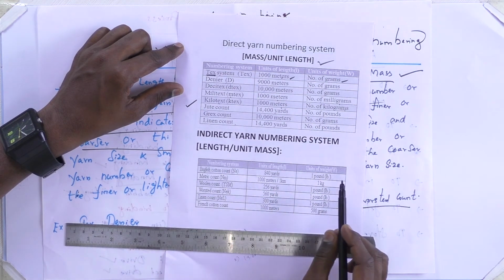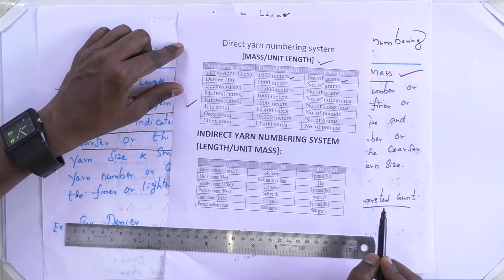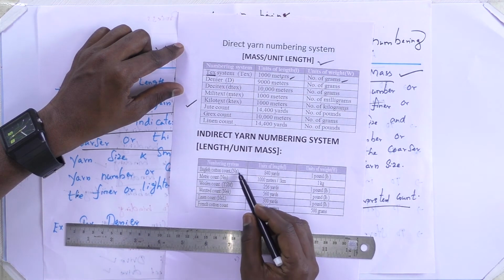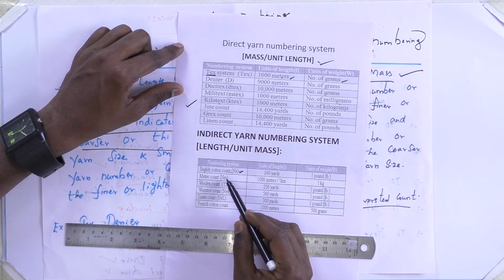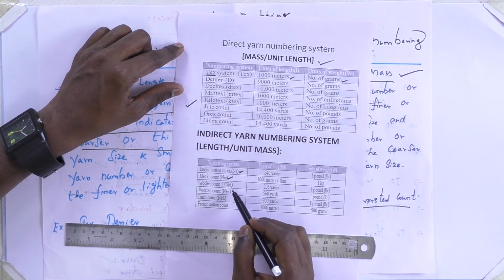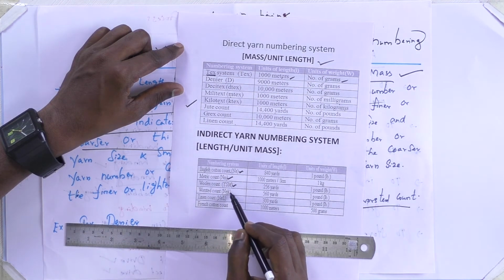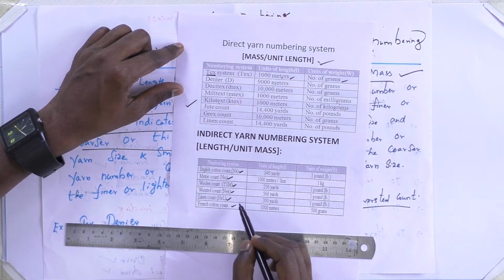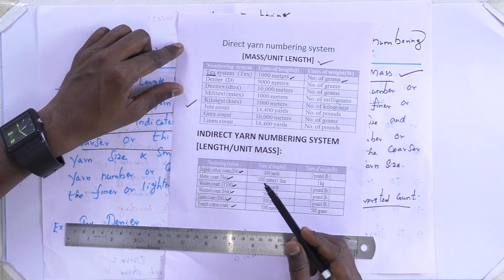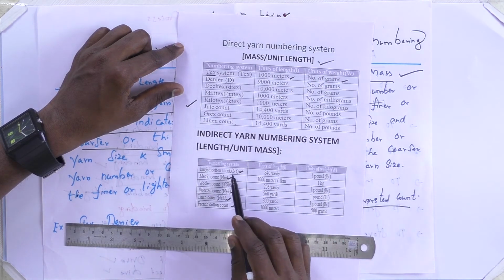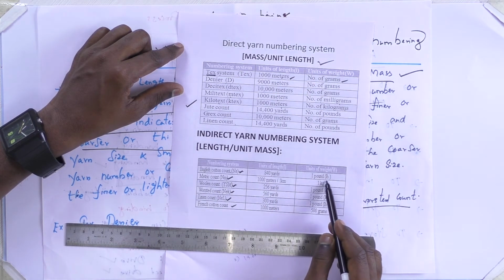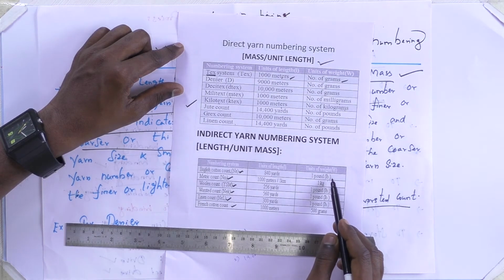Here next one is the indirect yarn numbering system. Here length per unit mass is the principle. In the numbering system, English count is denoted as NE, metric count is denoted as NM, woolen count NEW, worsted count NEK, linen count NEL, French cotton count. These are all the indirect yarn numbering systems. For English cotton count, the length unit is 840 yards, the weight is 1 pound. 1 pound is denoted as LB.